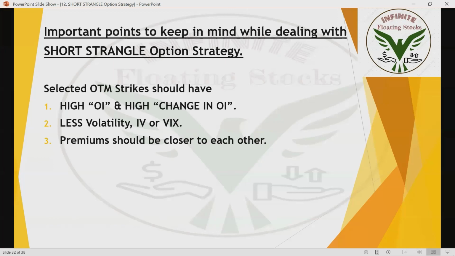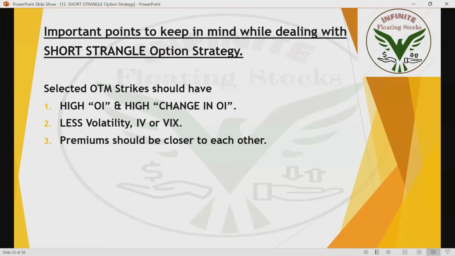The second thing is, before implementing the strategy, you need to look at India VIX. India VIX should be less than 24 or 25 to implement this strategy. If India VIX is more than 24 or 25, do not implement this strategy. There are other strategies for that. I'll be teaching all those things in upcoming sessions.